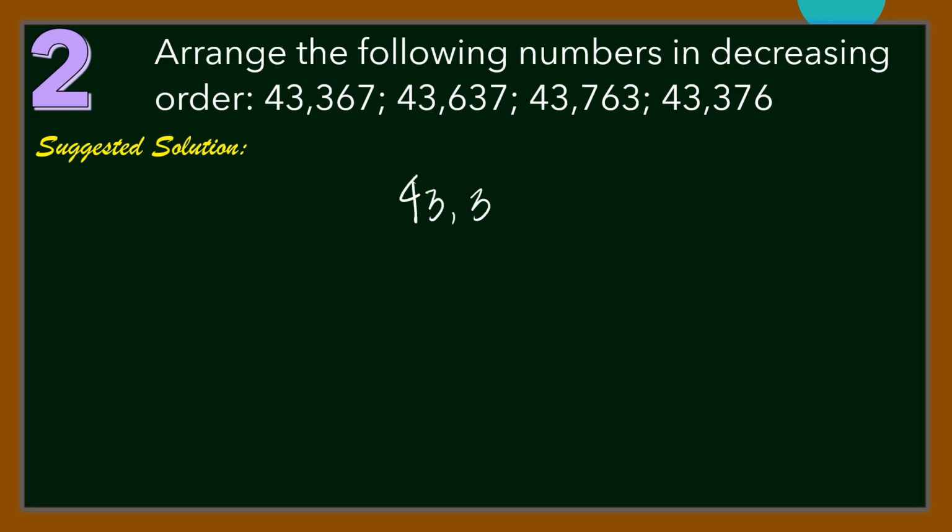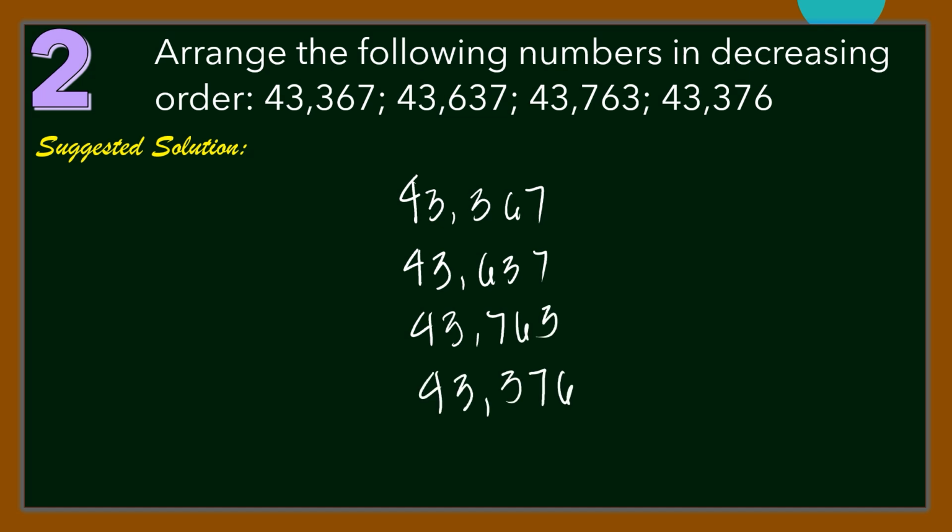We have 43,367, 43,637, 43,763, 43,376. Looking at the hundreds column, we have 43,367 and 43,376 as the smallest. The largest is 43,763. Therefore, in decreasing order, 43,763 is the first in the list, and 43,637 is the second. And then, let's look at the tens digit.